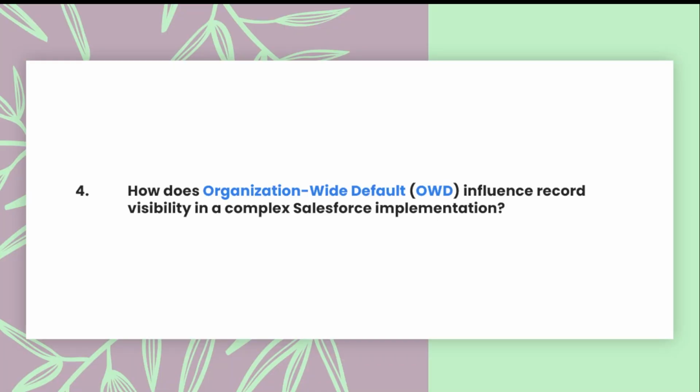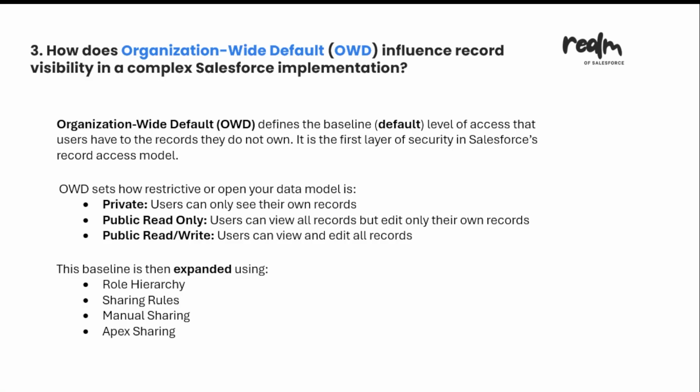So the next question that we have is, how does OWD influence record visibility in a complex Salesforce implementation? OWD defines the basic baseline level of access that users have to the records they do not own. It is the first layer of security in the Salesforce record access model. So OWD sets how restrictive or open your data model is. If you set it as private, the user can only see their own records.